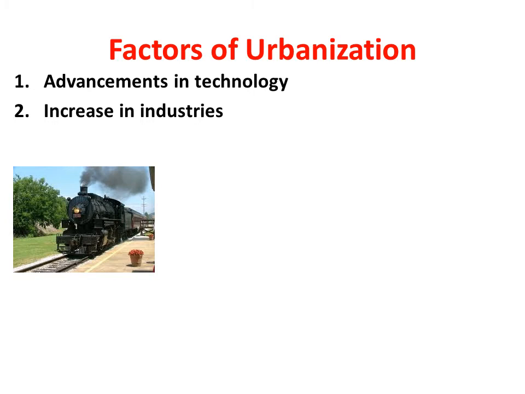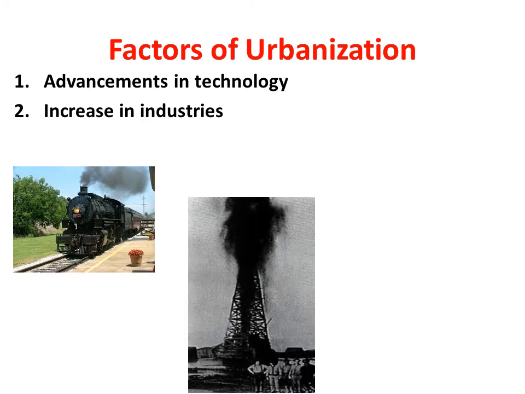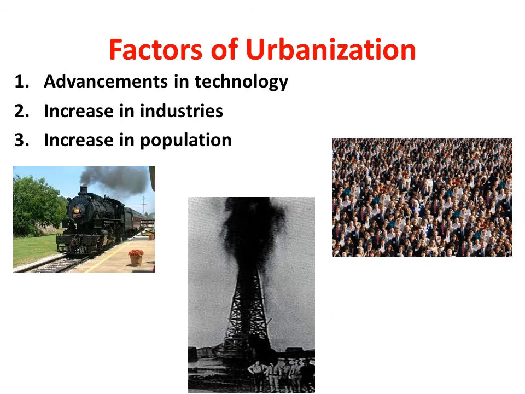Alongside the advancements in technology, there was an increase in industries such as the cattle, the cotton, the railroad, and the oil industries. All of these led to the factors of the urbanization of Texas. And finally, there was an overall increase in the total population of the state of Texas. Collectively, these factors led to Texas going from a rural society to an urban society.